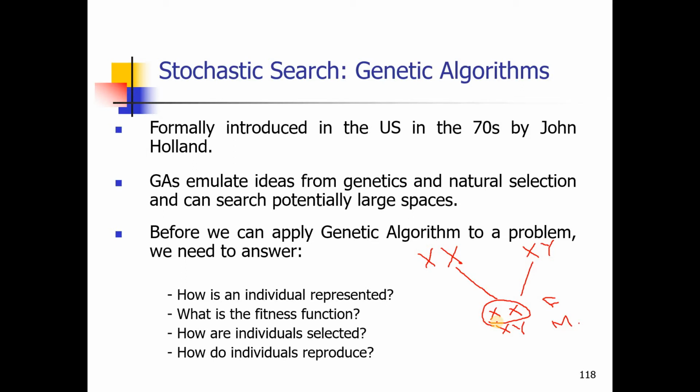Formally, genetic algorithms were introduced in the US in the 70s by a scientist, John Holland, and they emulate or try to capture the ideas from genetics and natural selection. How in nature the different species try to select the best from their part, and we try to use them to search potentially very large search spaces. So again, in this whole chapter, the focus is that the search space is so large that you cannot use the typical common techniques like informed search or uninformed search.